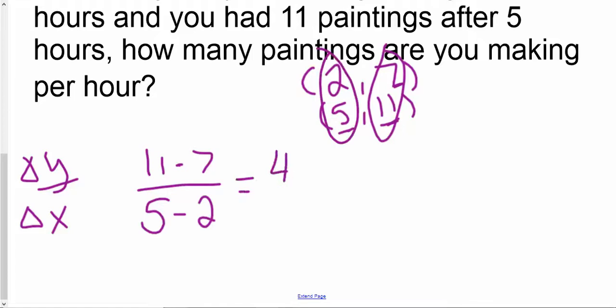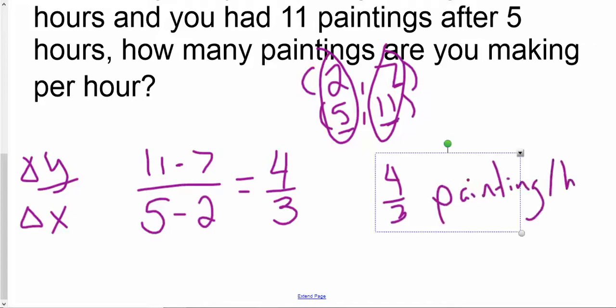And so this gives me 4 over 3, which means that per hour, I'm making 4/3 paintings. So 4/3 paintings per hour, which means I'm making more than one painting, right? I get done with one painting and I start a third of the next. But this is how we'd write the rate of change.